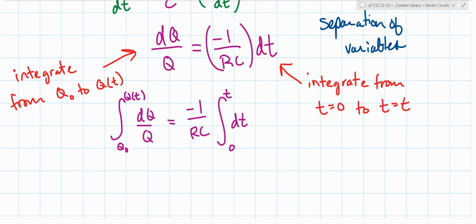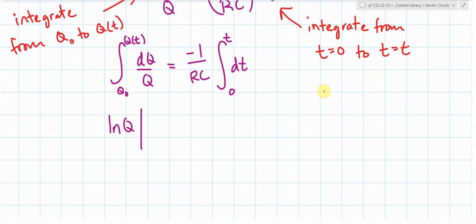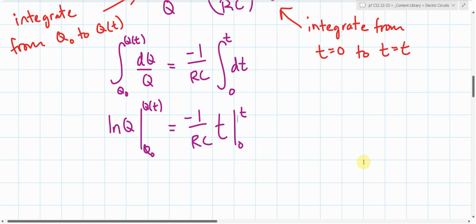Okay. All right. So we integrate that and we get, well, the antiderivative of dq over q is the natural log of q. So the left-hand side ends up being natural log of q evaluated from q naught to q of t equals, here we go. Luckily, dt is just a t. So t from 0 to t.